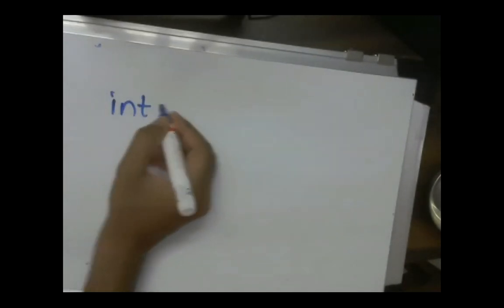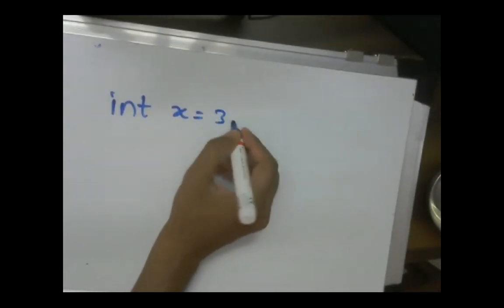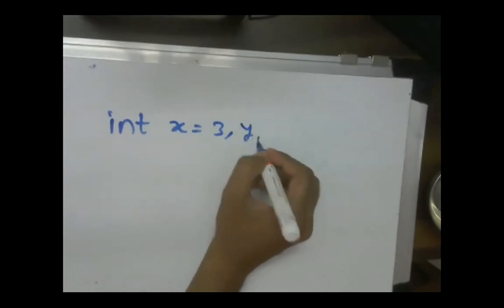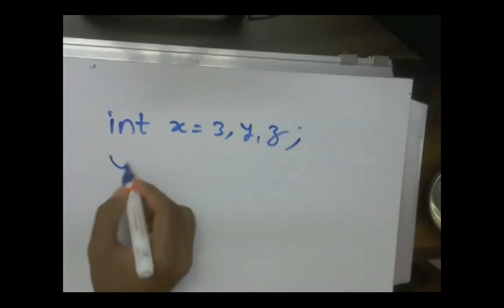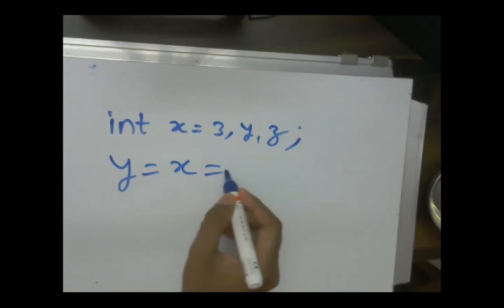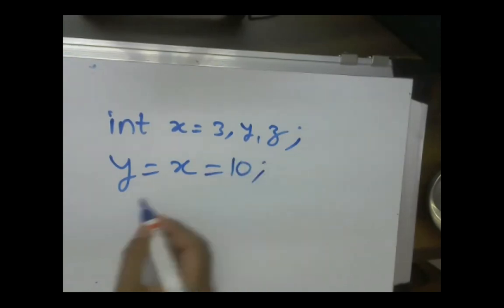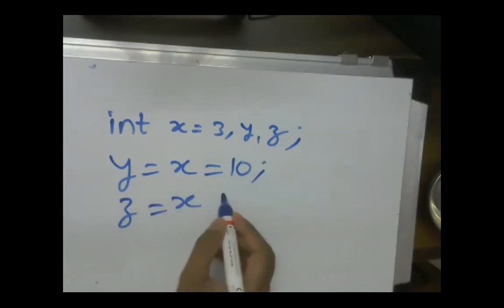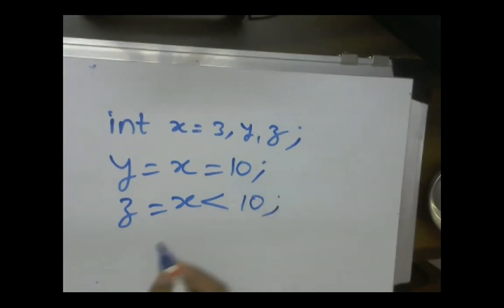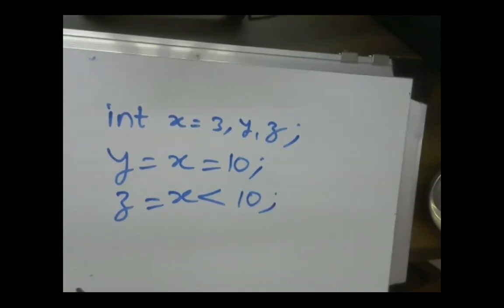Okay, are you able to see the whiteboard? Yes, sir. Okay, so now my statement is here, look at here: int x = 3, y and z. I know y is equal to x equal to 10 and z is equal to x less than 10. So what are x, y and z here?